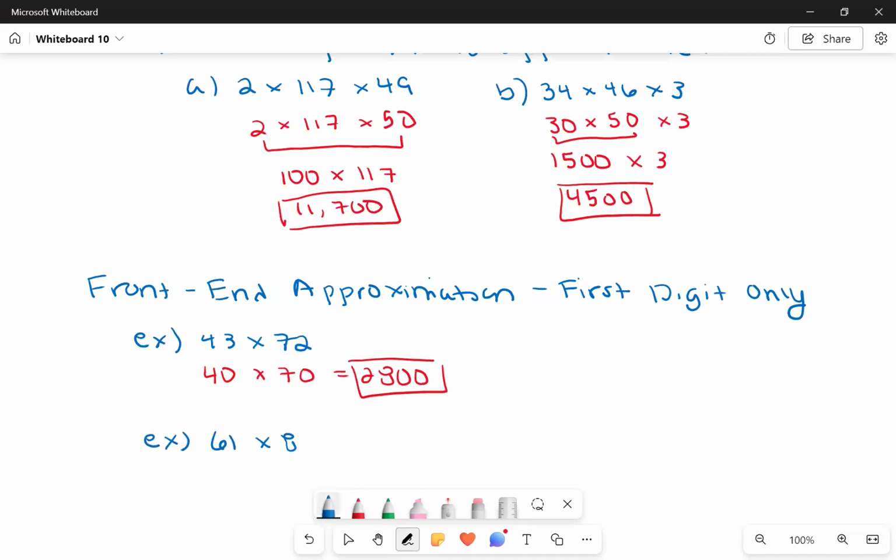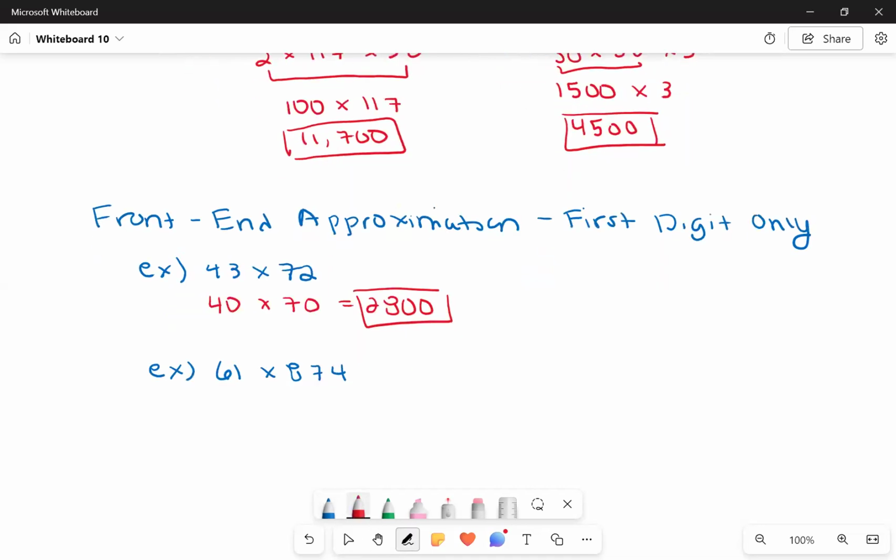61 times 874, front number only, so that's going to be 60 times 800. That's going to be 48,000, since we have 3 zeros there. All right, and there you go, front end approximation.